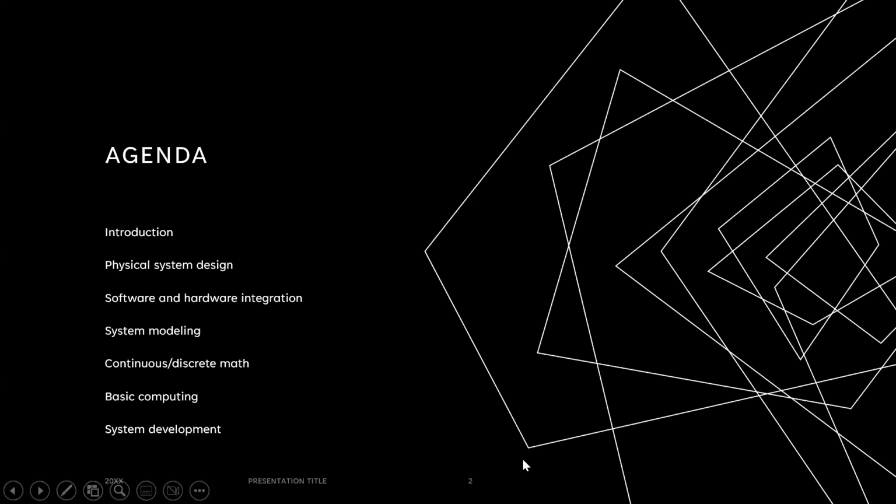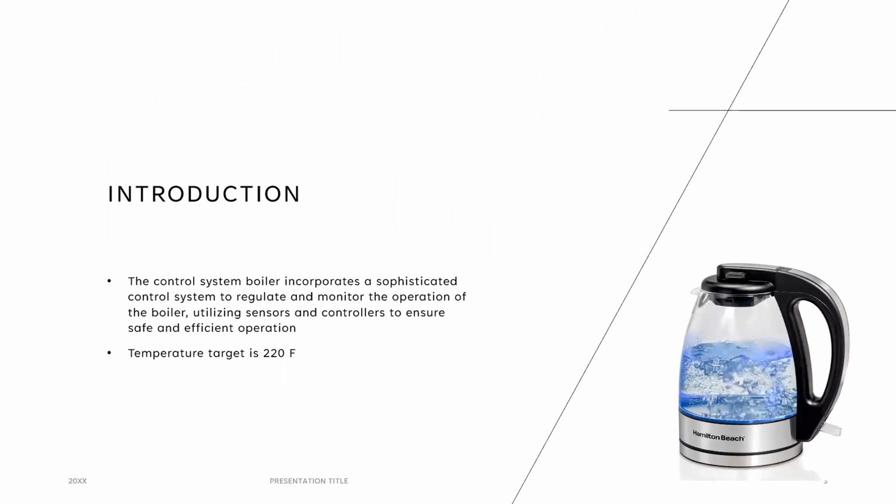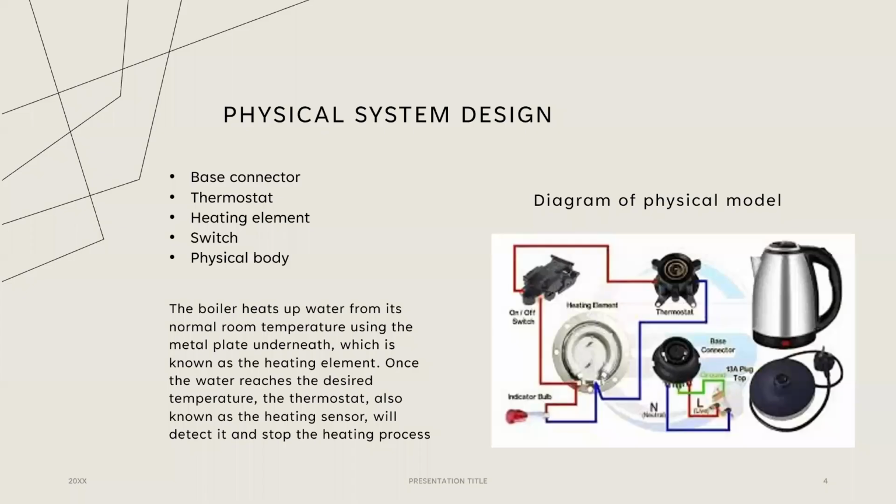And this is our agenda for what we're going to be talking about today in this presentation. First of all, the introduction. My control system is a boiler, aka a kettle. It incorporates a sophisticated control system to regulate and monitor the operation of the boiler, utilizing sensors and controls to ensure the safety and efficient operation of the kettle. My temperature target here is 220 Fahrenheit, and that's how hot the water is going to boil in the kettle.